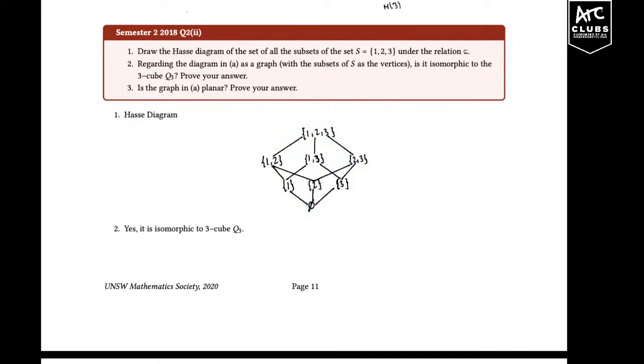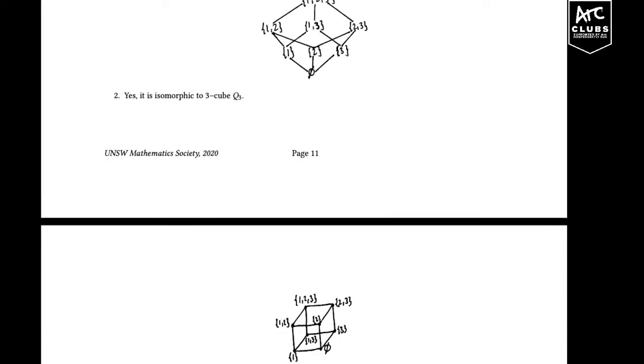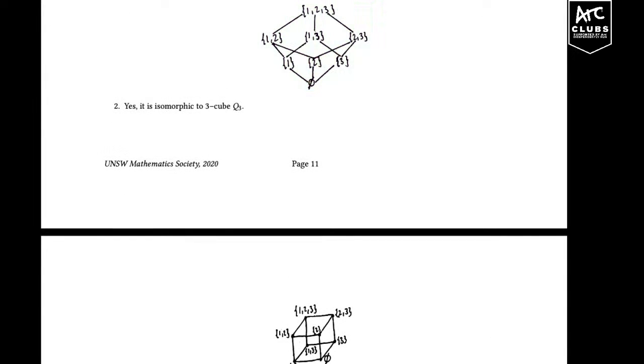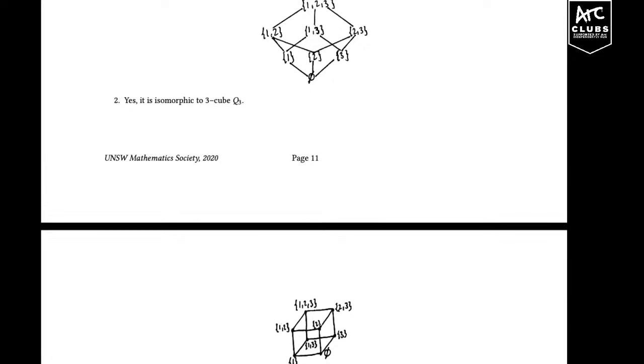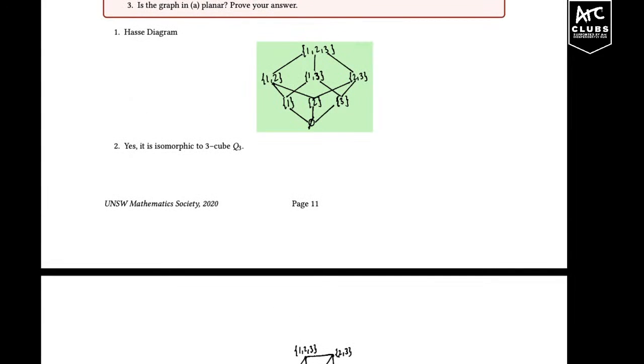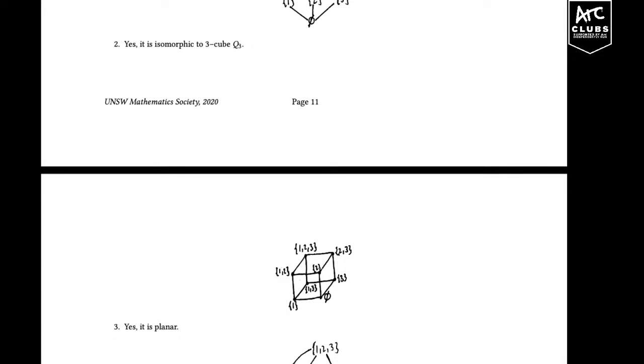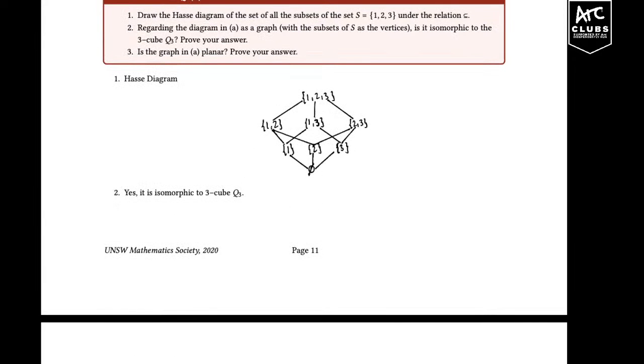Okay, so question 2 says regarding the diagram in A as a graph, so imagine this here is a graph, is it isomorphic to the 3-cube Q3? So the 3-cube is just a cube, right? So you can see here that it does somewhat look like a cube, but it's just a little morphed, I guess. So what you do is you can just draw out the 3-cube Q3 and label all the vertices such that it corresponds to your Hasse diagram here. Yeah, and make sure, again, the edges are linking the right vertices. And once you've obtained this graph, you can say, yes, it is isomorphic to your 3-cube. Okay, so pretty simple as long as you know essentially what isomorphism is and what your 3-cube looks like.